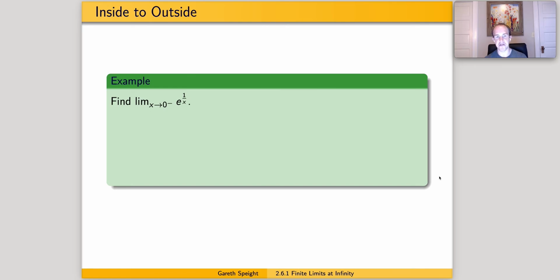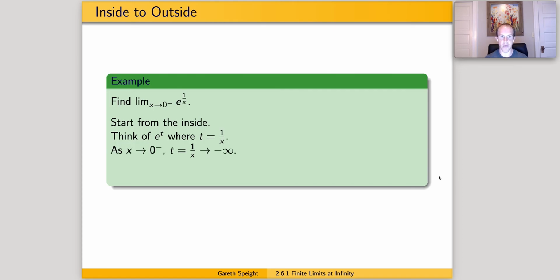So the limit as x goes to 0 minus, so 0 from the left, of e to the 1 over x. So let's think of e to the 1 over x as e to the t, where t is 1 over x. And then let's see what happens as we work our way out. So in this problem, x is going to 0 from the left. And then t is 1 over x. So we have 1 over x, and x is going to 0 from the left. That will go to minus infinity, if we remember the graph of 1 over x. So another way of saying x goes to 0 from the left is saying t goes to minus infinity.